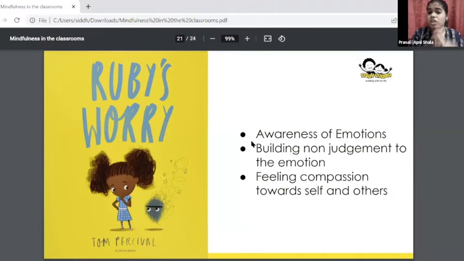We're also building a non-judgmental approach towards that emotion. So it is okay, the worry is coming, we know that it is there now, and what are some other ways to respond to it. And then we are also feeling compassion towards self and others. So these are some storybooks. This is one storybook which we usually use, and as I've already shared, it is focusing on worry, but at the same time, using this book, we can do a transition to any other emotion.